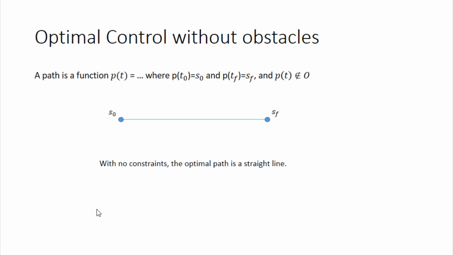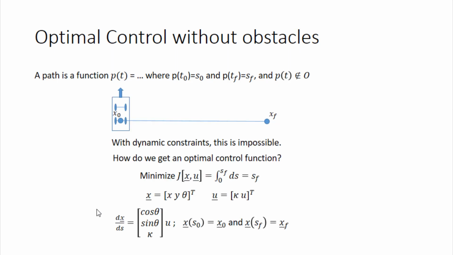So if we have no constraints and we don't really have any obstacles or anything, the optimal path is just going to be a straight line. There's no faster way to get there. But of course, that's not possible in robotics. The reason is that with every robot, we have some dynamic constraints. And by dynamic constraints, we just mean that the way that the robot can move is restricted in some way.